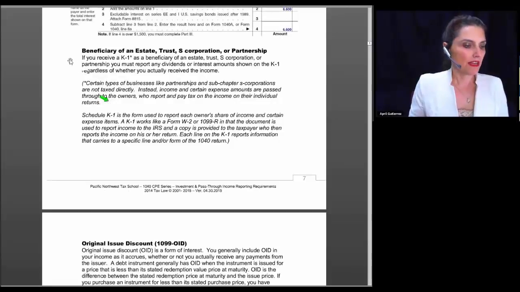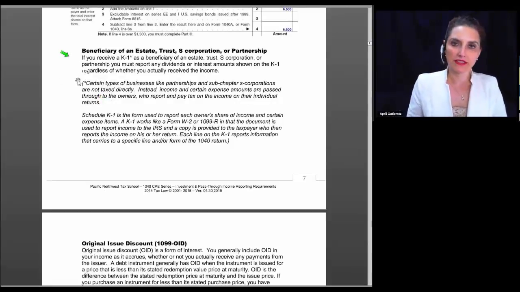Now, if you are the beneficiary of an estate, trust, S corporation or partnership, you would typically get a K-1 to show your distributive share of income from that entity. And the distributive share can include interest and dividend income. If you receive a K-1 reporting interest or dividend income, you need to give that income the same type of treatment on your tax return as if you had received the income directly. So if the K-1 shows that you received interest income, you need to report that interest income on line 8 of your tax return. If the K-1 shows you received dividend income or capital gain income, you need to report it on the correct lines of your tax return.